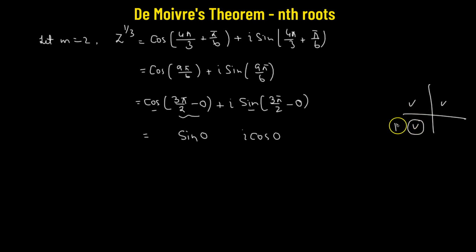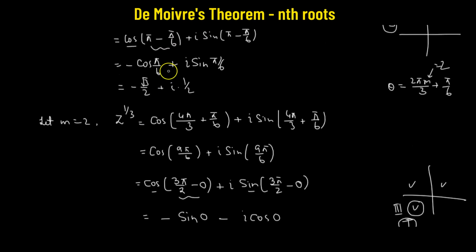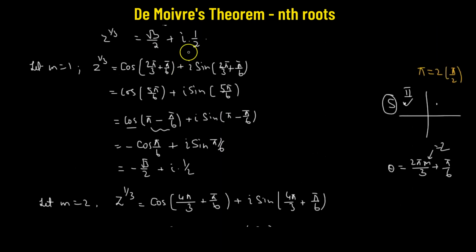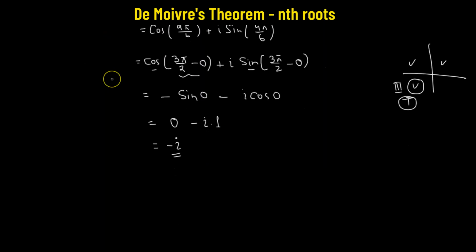So that means we are in the third quadrant, and in the third quadrant only the tangent function is positive, everything else is negative. So we'll have negative sine 0 and negative iota times cosine 0. So sine 0, that's simply 0, minus iota times cosine of 0, that value is positive 1. So we have negative iota. So this is going to be the third distinct root of z raised to the power of 1/3, or the cube root of a complex number. So we finally obtained all the three cube roots of the imaginary number iota.